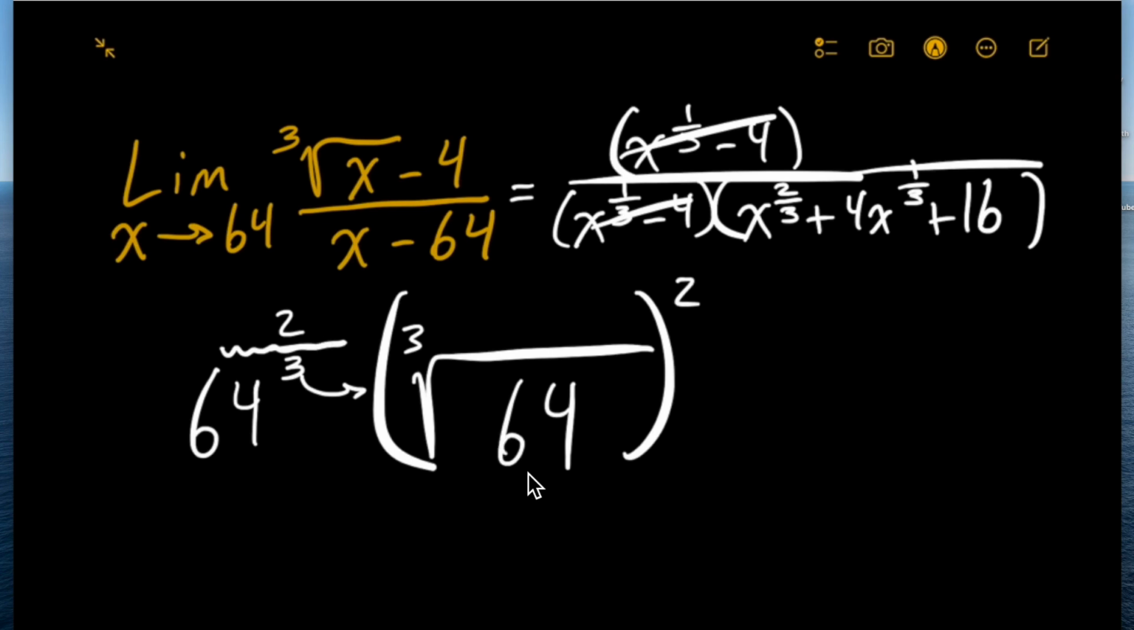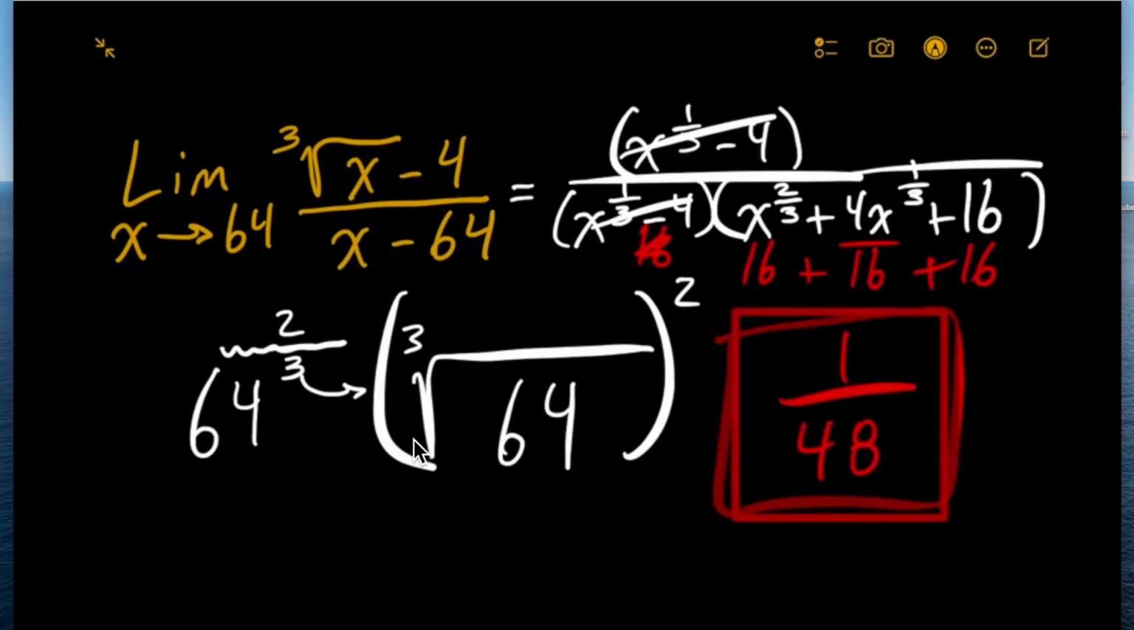Cube root of 64 is 4. 4 squared is 16. Here we have 4 times the cube root of, I'm sorry, that's 16. 4 times the cube root of 64 is going to be 16 plus 16. This limit is going to be 1 over 48. So the lesson here is recognizing that that is a hidden difference between two perfect cubes.